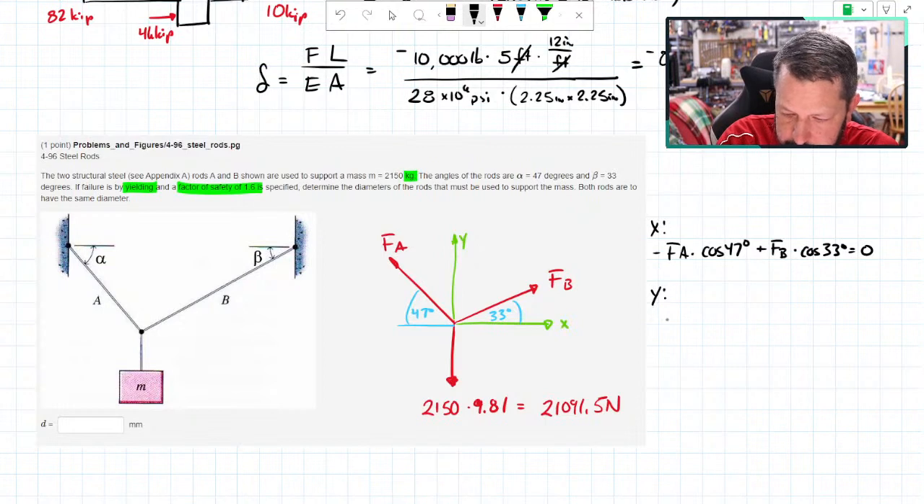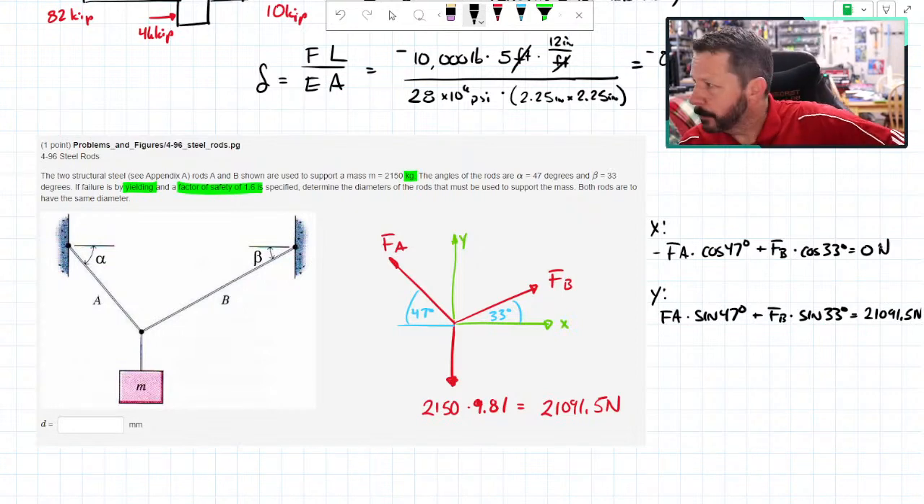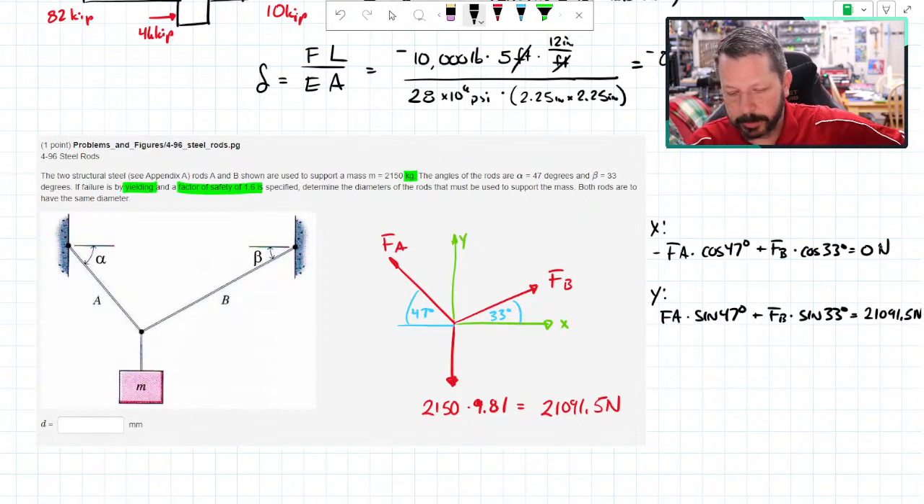And Y, FA times sine of 47 degrees plus FB times sine 33 degrees minus 21 whatever equals 0, but I'm going to do equals 21091.5 newtons. These are also newtons. Okay, kind of ran off the screen there a little bit. So we need those two equations simultaneously solved. You could use whatever method. We'll just throw them into MathCAD and not worry about the method at the moment.